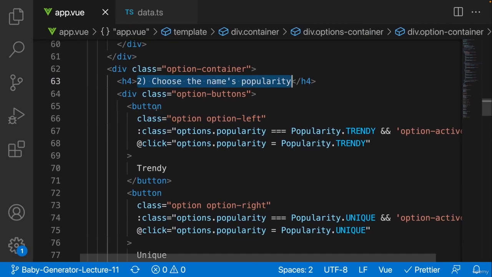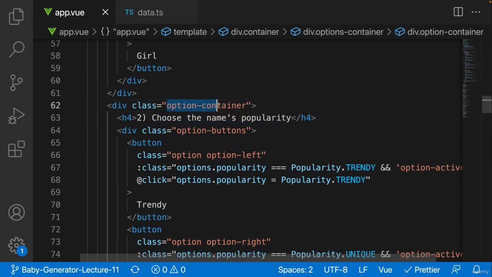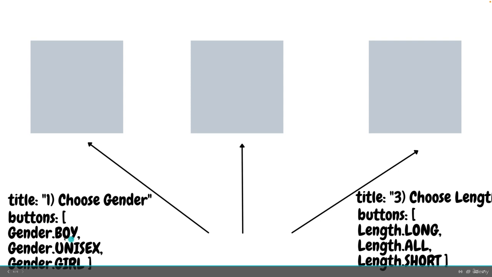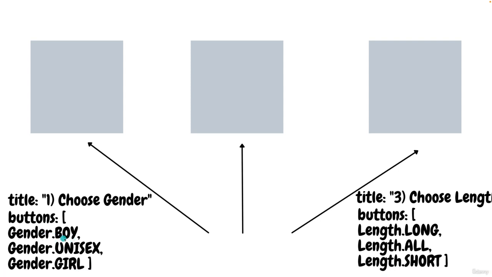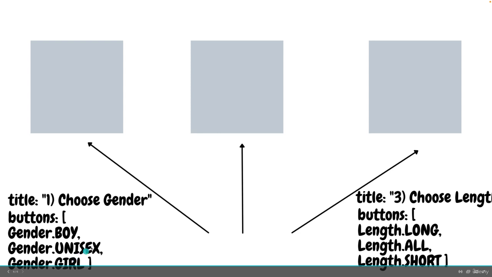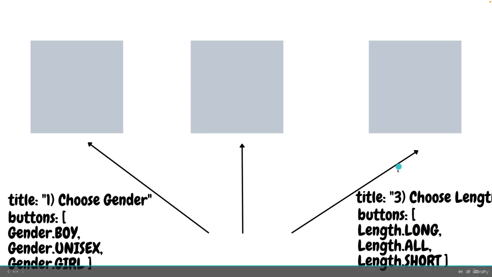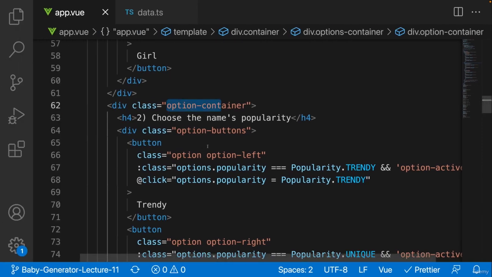So right now we have three different option containers. So we can just have three different components, and then we can just iterate over them. And for each component, we can just give it a title that is going to be "choose gender", and then we can give it an array of the different buttons, and then we can just give each button a value. So gender.boy, gender.unisex, gender.girl. Now over here, we can do the exact same thing and input it for space reasons. But over here, we can also have "choose the length", and then we can have all of the different lengths. And that's really all it is that we need to pass.